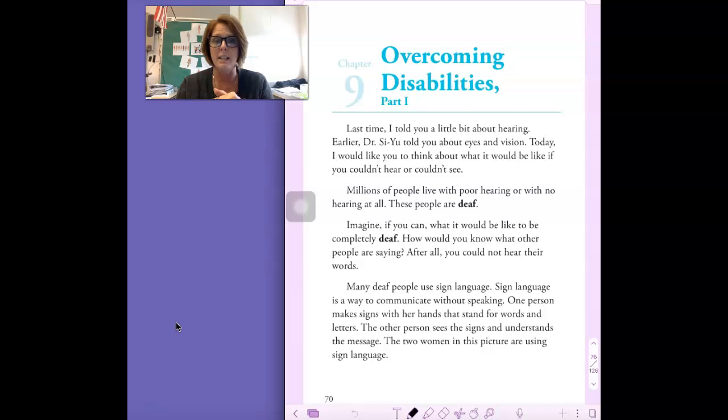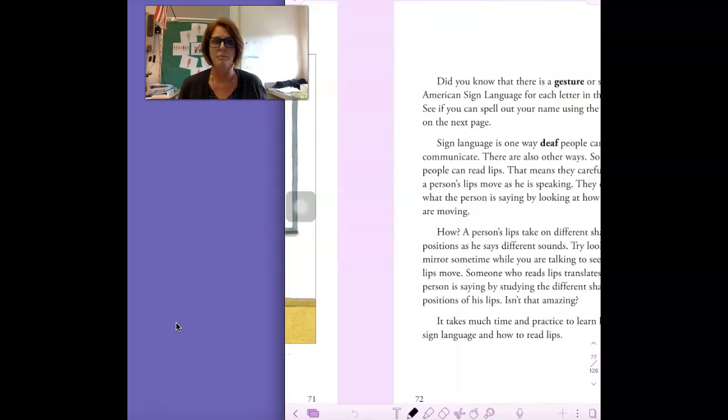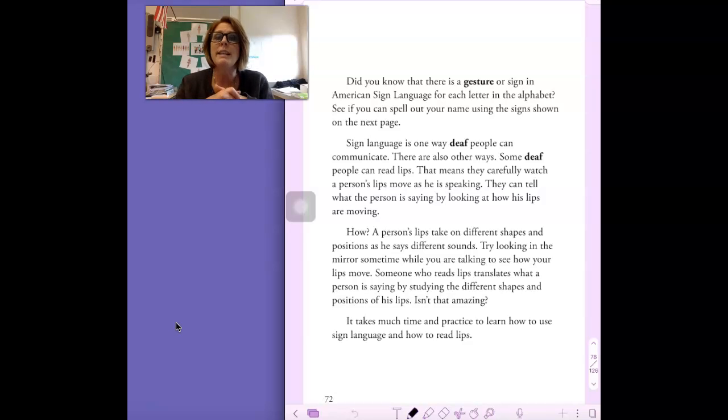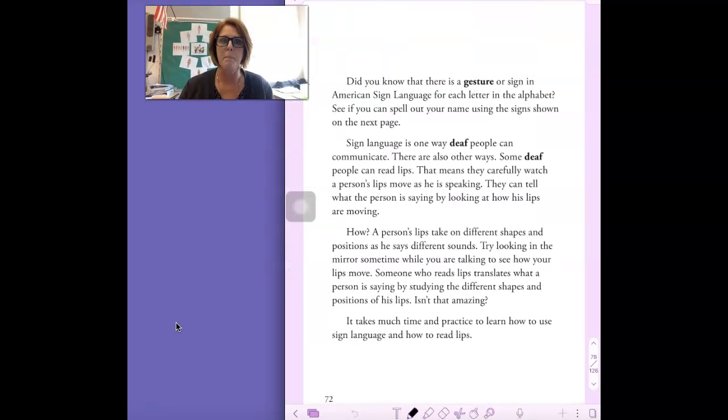The 2 women in this picture are using sign language. So Dr. Audit talks about sign language. Did you know that there is a gesture or sign in American Sign Language for each letter of the alphabet? See if you can spell out your name using the signs shown on the next page. So here they show you the sign for each letter in the alphabet. See if you can spell out your name.